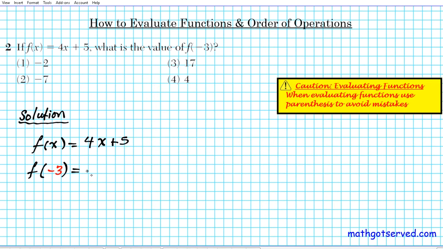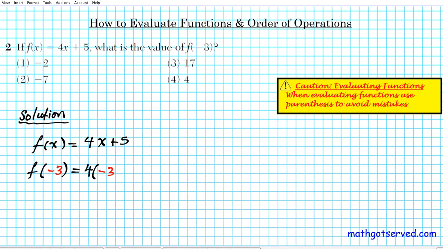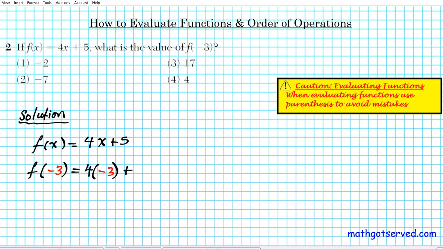Now let's set it up here. We're going to have 4 parentheses negative 3 times, close that, plus 5. Alright? Did you notice what I did here? I replaced my x's with parentheses first before substituting the input value. Alright? This is something that is very, very important. When you're evaluating functions as indicated in our caution here, you always want to use parentheses because it helps you avoid mistakes.